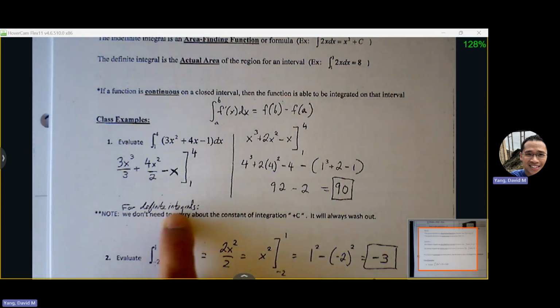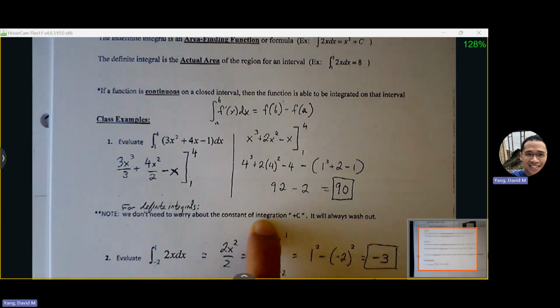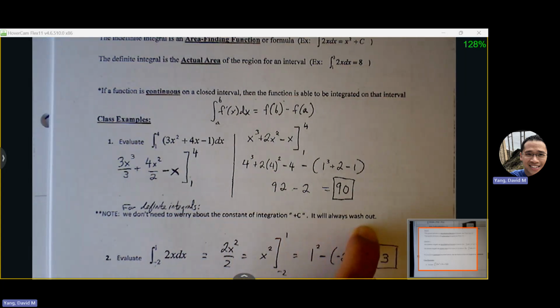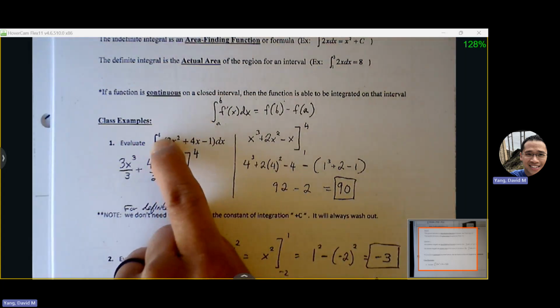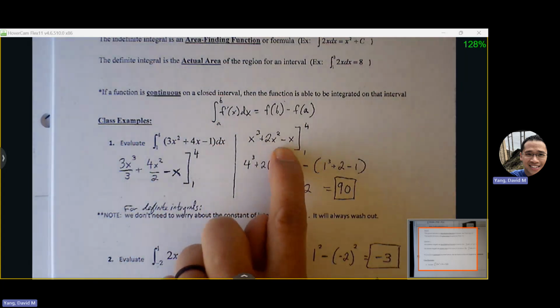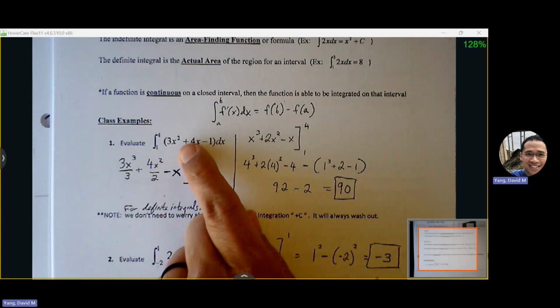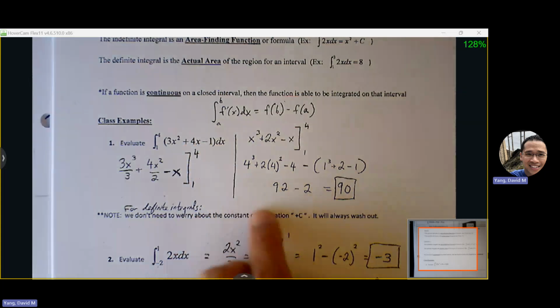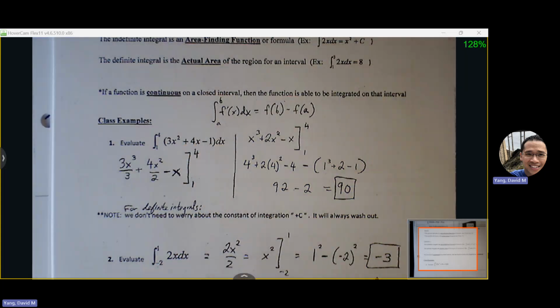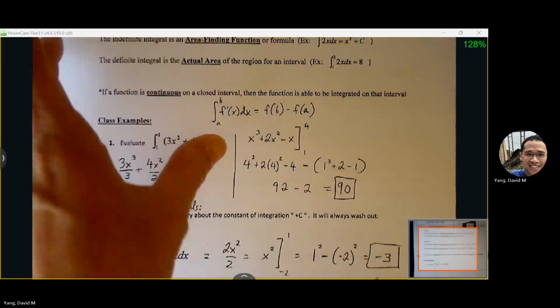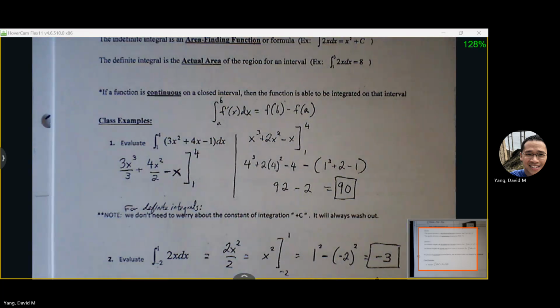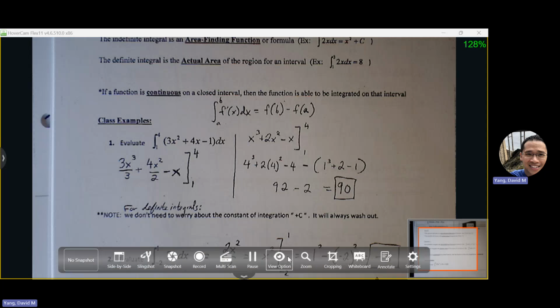And for definite integrals, we don't need to worry about the constant of integration, plus c. It will always wash out. So if you see bounds involved, after you find the antiderivative, you're not going to put a plus c. If you don't see any bounds, then you can do a plus c once you find your antiderivative. Okay, let's look at example 2.